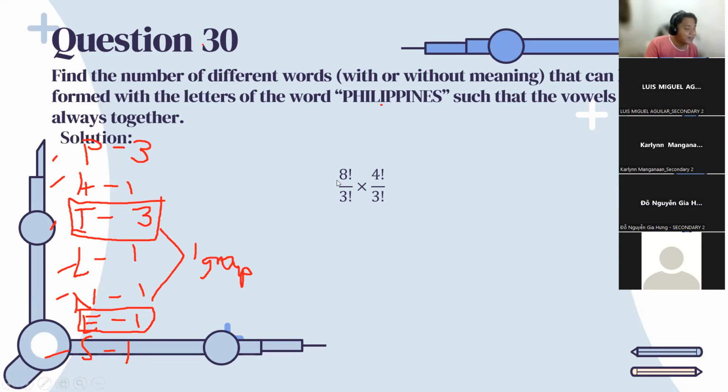And then here, what did we multiply? We multiplied the number of ways we can arrange the vowels. Since we have 4 vowels here, 3 I's and 1 E, you have 4 factorial divided by 3 factorial, because we have 3 duplicates of I. So that means we have 26,880. So that is the simplified answer.